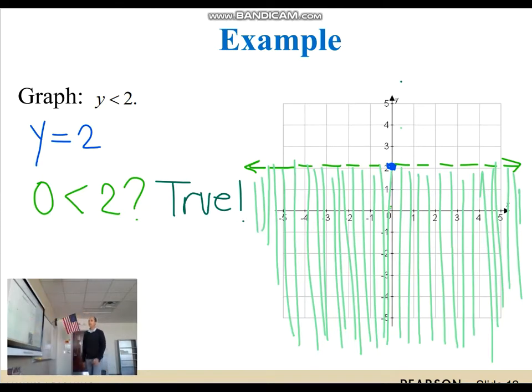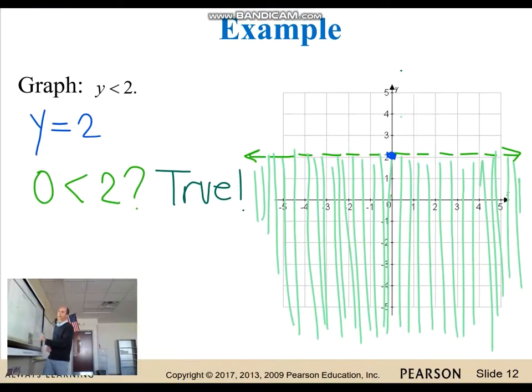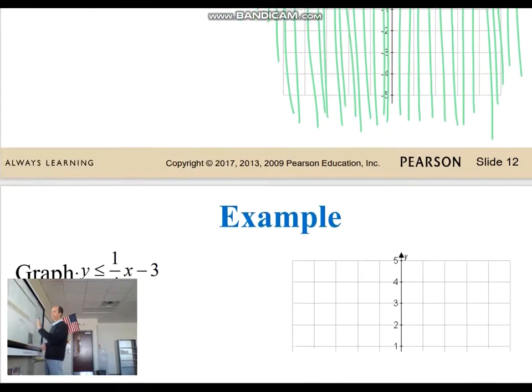Okay, this is our solution set. All the points that are included in this area. And remember, the boundary is out. The boundary is not in the solution set because this doesn't have an equal sign on this inequality.